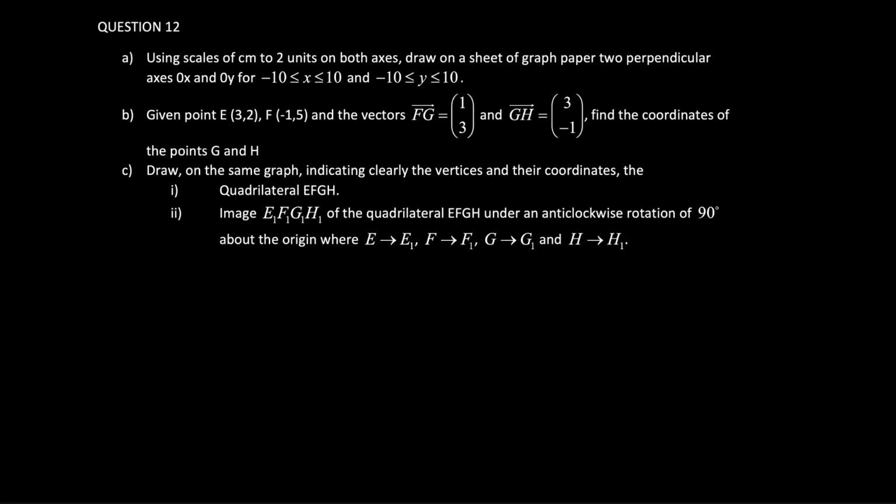So 12A, using scales of 2 centimeters to 2 units. So this is supposed to be 2 centimeters to 2 units on both axes. Draw on a sheet of graph paper 2 perpendicular axes, OX and OY, for x such that x is greater than or equal to -10 and less than or equal to 10, and y is greater than or equal to -10 and less than or equal to 10.